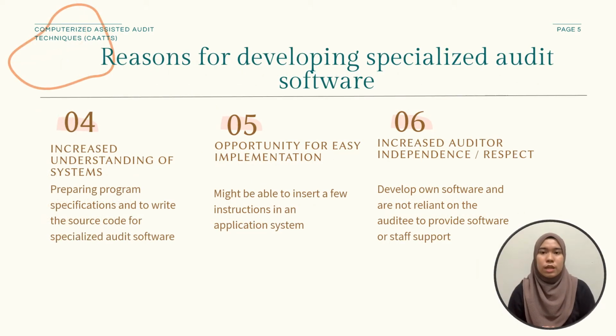Not only that, specialized audit software also needs to be developed because it can increase understanding of the system. How? By preparing program specification and writing the source code for specialized audit software. This helps in computer matching efficiency as they gain valuable insight into the application system. The fifth reason is because of the easy implementation. Auditors might be able to insert a few instructions in an application system that gathers data critical to a judgment on the reliability of controls in an application system.